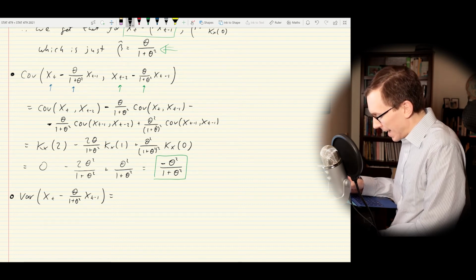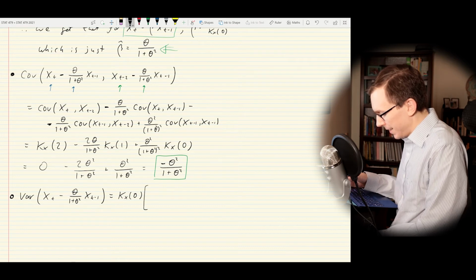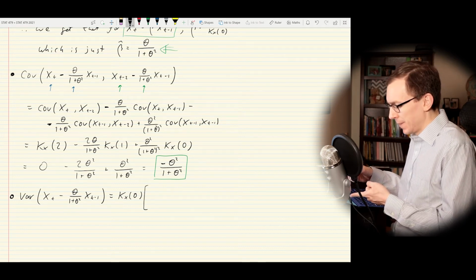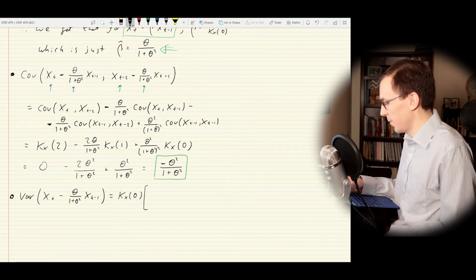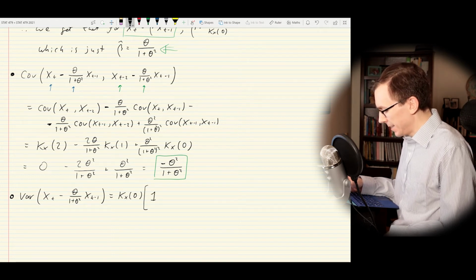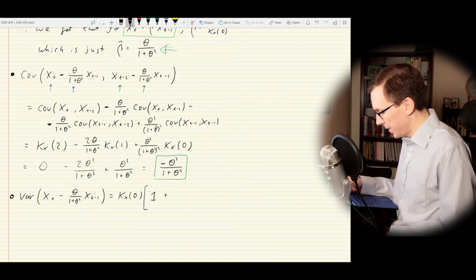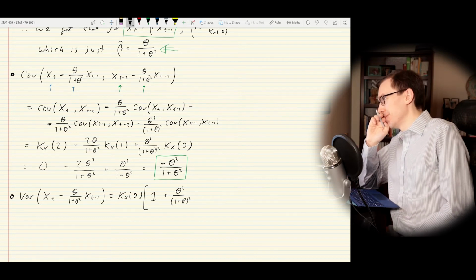We're going to get, at lag 0, two things. We're going to get the first term squared, which is just a coefficient of 1. And the second term squared is a coefficient of theta squared over (1 plus theta squared) all squared. Yeah, I think that looks good.